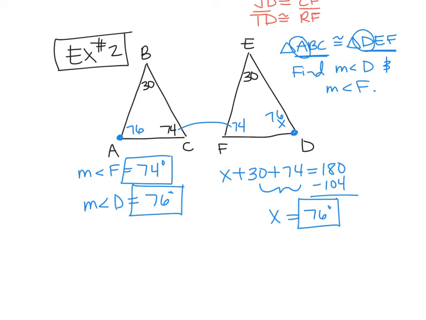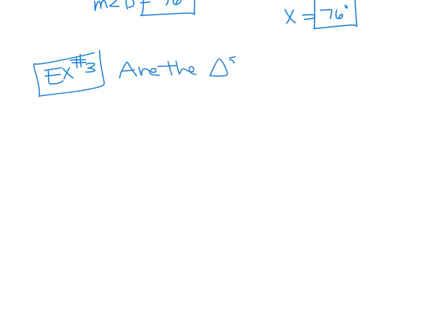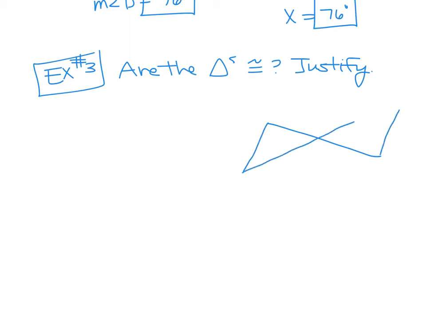Same angles, same sides, okay? So here's what we're going to do. This is example 3. They're going to ask, are the triangles congruent? And you need to justify your answer. So whenever they say justify, it's prove it, right? Prove to me they're congruent. So here's the triangles you're going to start with. Pretend they look congruent.